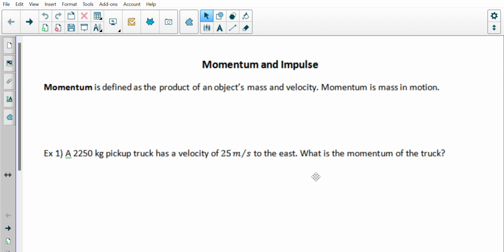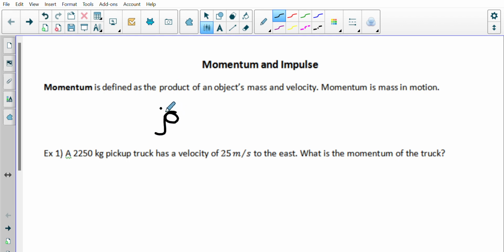Now, what we're going to look at here is momentum, and momentum is defined as the product of an object's mass and velocity. Essentially, momentum is mass in motion. The symbol for momentum is the Greek letter rho, and it is a vector, so I'm going to put a vector symbol on it. It is the product, which means we're multiplying mass and velocity. So I have my mass times velocity, and because velocity is a vector, that's what makes our momentum a vector.